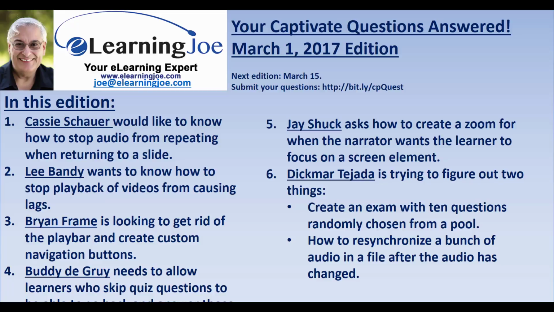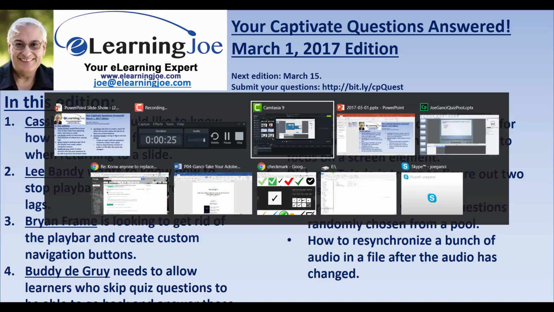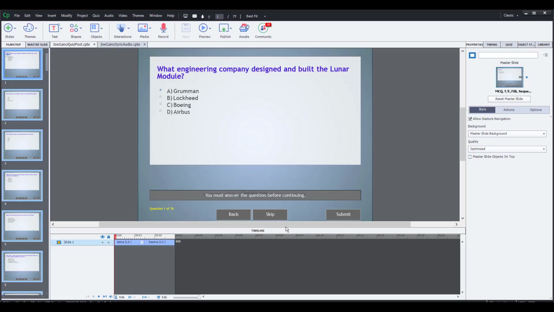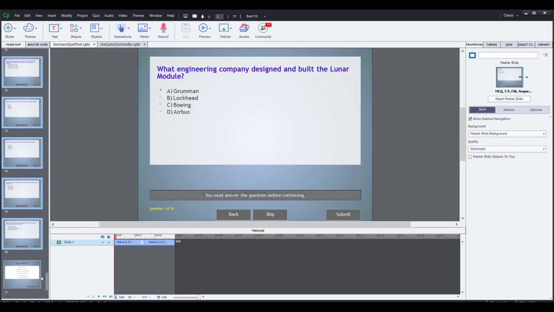Okay, so let's start with, of course, the questions in pool. This is a pretty cool feature of Captivate, and that is that you can set up your questions into pools and then randomly choose from them. So what I have here is a file that I've created that has, let's see, 78 or so, 76 different questions in them.